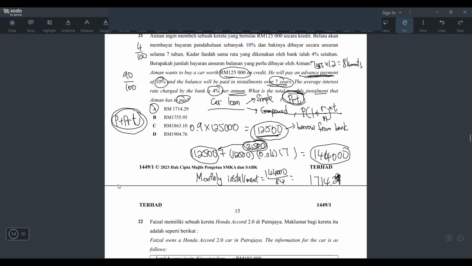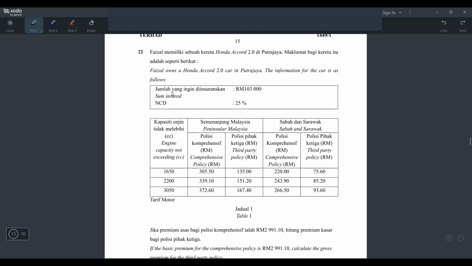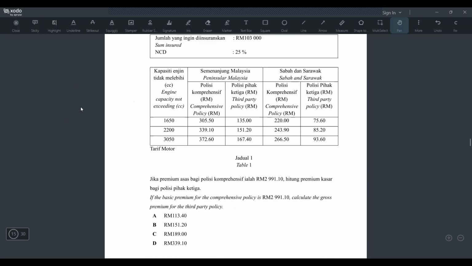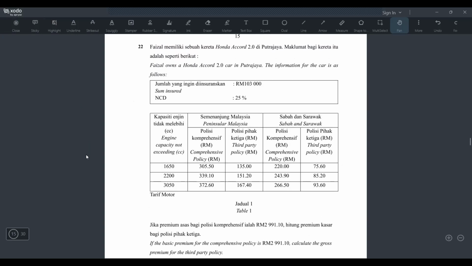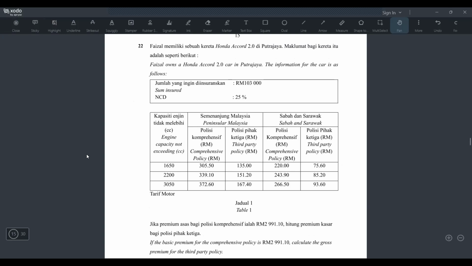Okay, let's go to 22. This one, what is this? This one is tax. No, this one is insurance, right? Is this one tax or insurance? Let me think. Comprehensive policy. Wait, let me think. Based on the tax, this one is tax. Okay. Wait. Comprehensive policy. I forgot already. This one. Okay, we read the question first.